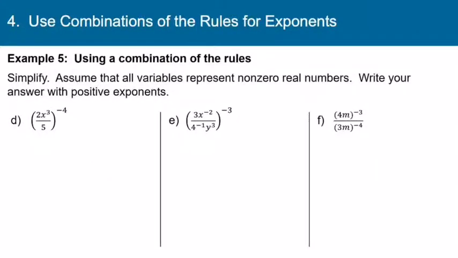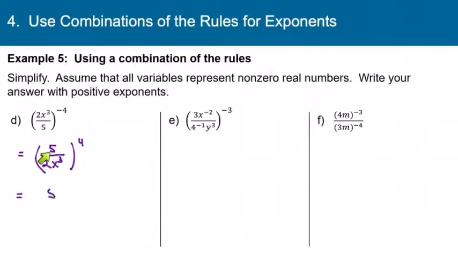And here are our last 3 examples. Here we have 2x to the 3rd over 5, all raised to the negative 4th. Now inside the parentheses, all the exponents are already positive. So I would like to first eliminate this negative on this outside exponent by writing this in reciprocal form. So that's going to give us 5 over 2x to the 3rd, all raised to the positive 4th power. Now I want to apply power rule C. So I'm going to apply this outside exponent to every factor inside the parentheses.